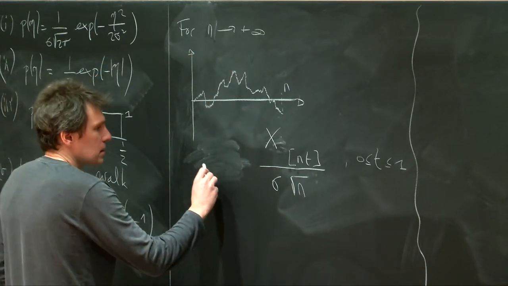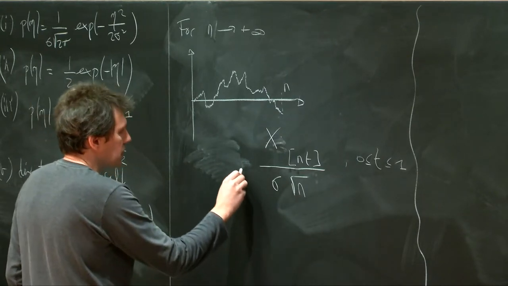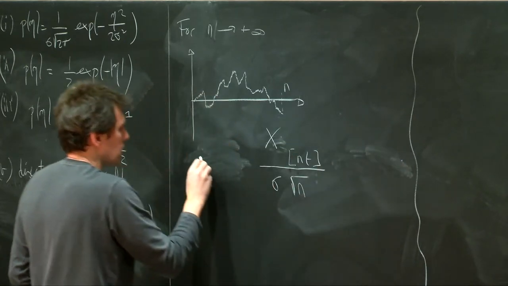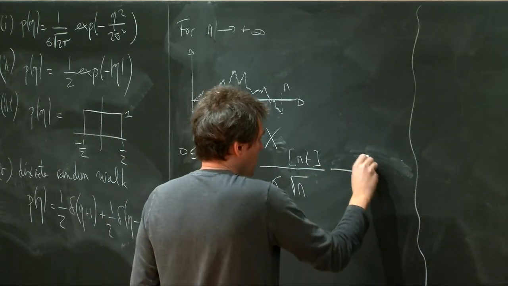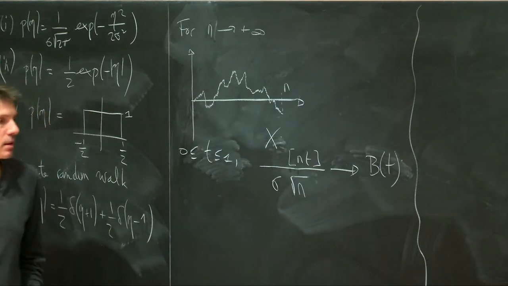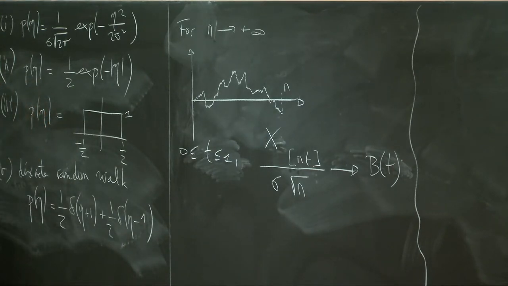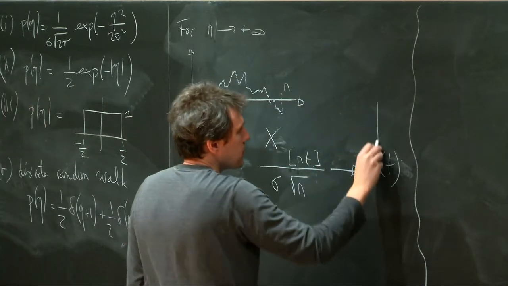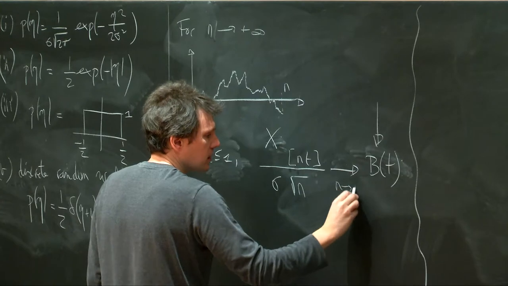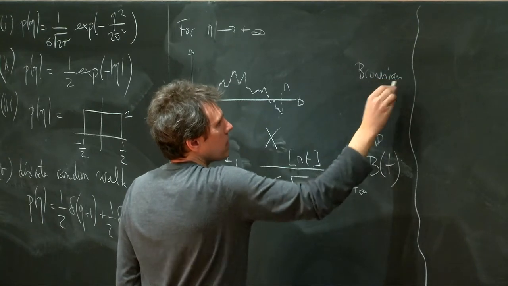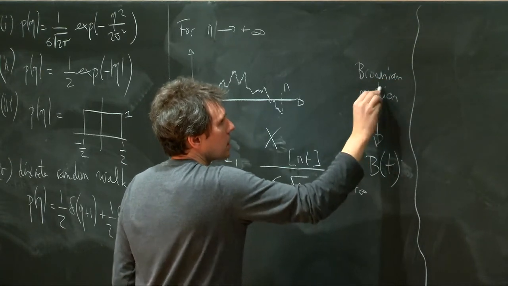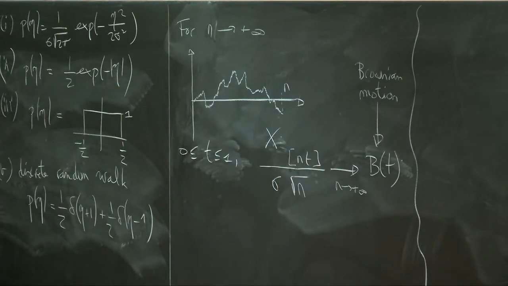Now, I will take the limit. So the claim is that this guy, in the limit when n goes to infinity, will converge to a nice object, which is B of t, and which is the Brownian motion. Now, how it does converge when n goes to infinity, I leave this to mathematicians, but of course we can give a precise meaning to that convergence. This convergence is sometimes called Donsker's theorem, if there are some mathematicians among you.